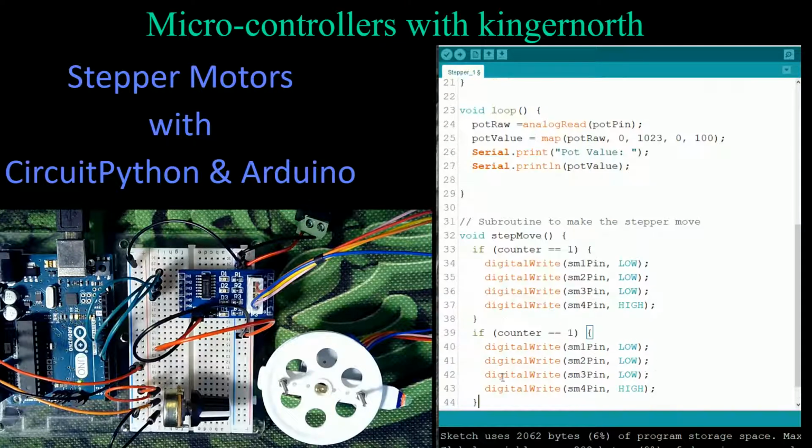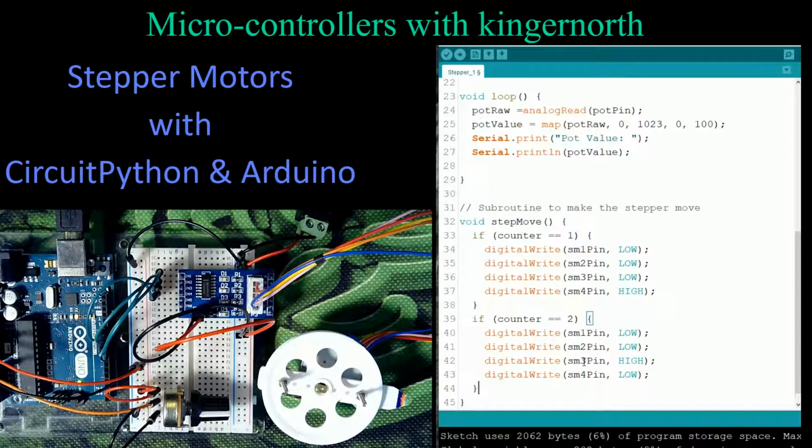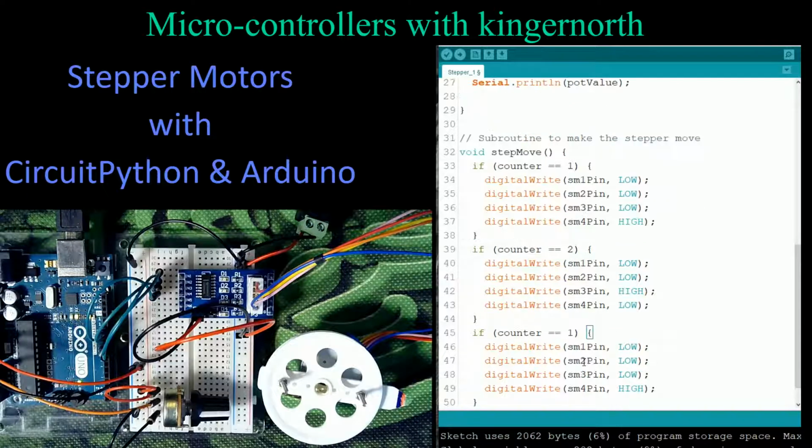Now when I go down here, I'm going to paste it. I'm going to change this counter now to a 2. And over here, I'm going to change this one to high, and this one to low. So I've altered the outputs. Okay, and then we're going to come down here and do this again. We're going to make that the 3rd count on the counter. So this time we're going to make the 2nd pin high, and we're going to make the last pin low again.